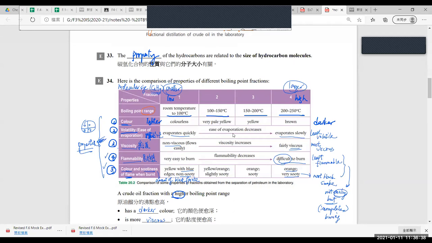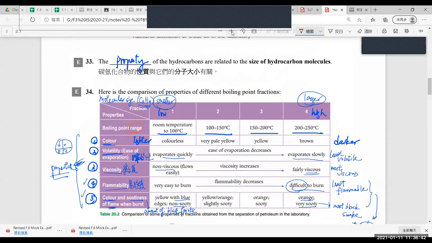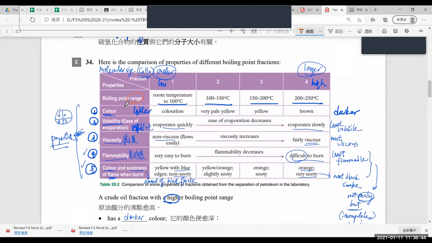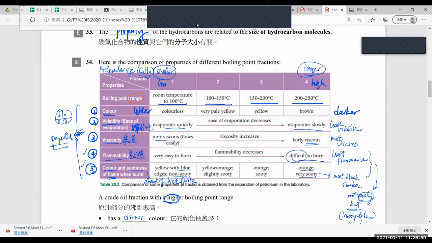So you have got the following properties to be compared. For example, color, volatility, viscosity, flammability, and the sootiness of flame when burnt. You may have heard of some, it is a new term, sootiness of flame, which means the amount of black smoke to be formed. We call that sootiness.